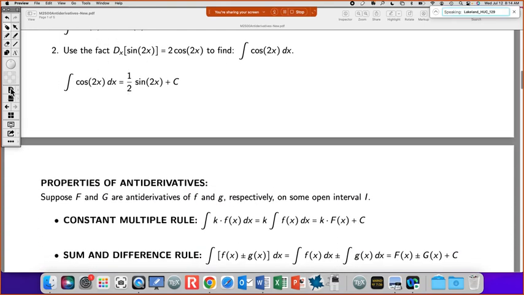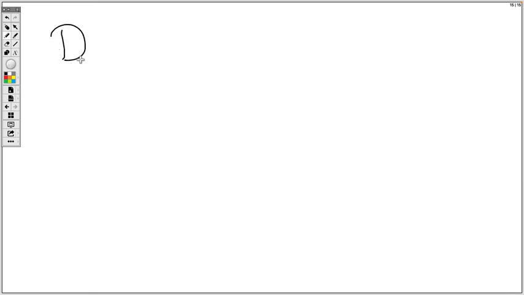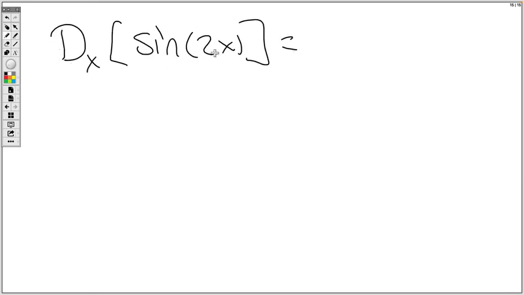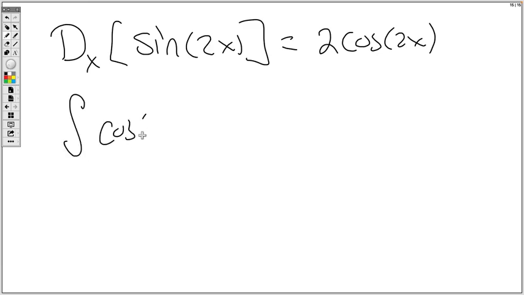All right, let's take a look at this example. We know that the derivative, let's see, what's the derivative of sine of 2x? So what happens if you have that constant multiple in there? You're going to get your cosine of 2x, but then what's going to pop out? A 2, right, from the chain rule.